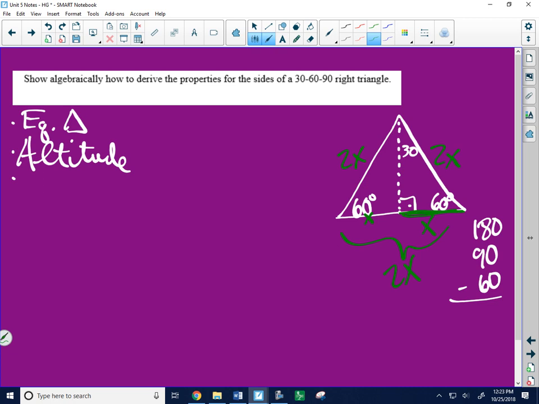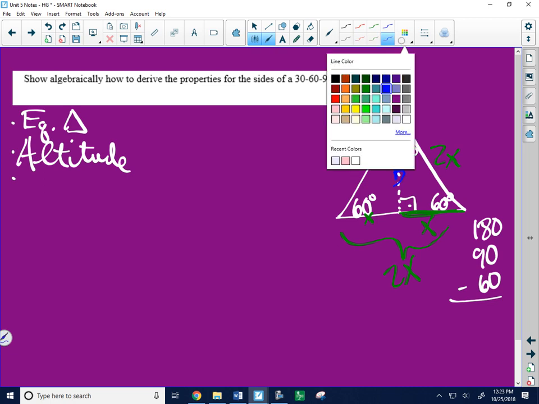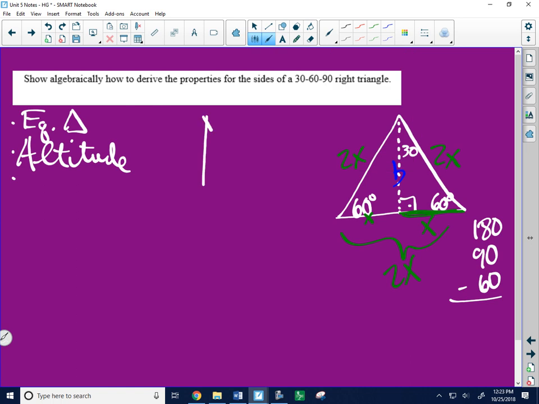The equilateral triangle, all 3 sides are congruent. And what I'm going to solve for is the altitude. I'll call it b. So here's what I end up with. X, 2x, and b. And again, I'm going to do Pythagorean theorem. So we have 2 of the 3 sides. I just need to find the 3rd one. And I can do Pythagorean theorem.